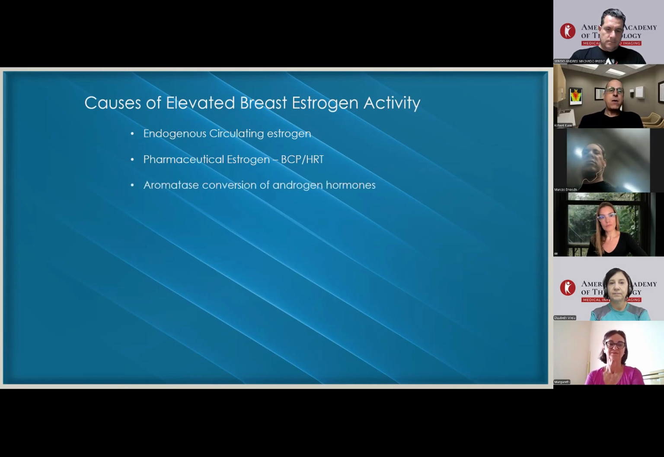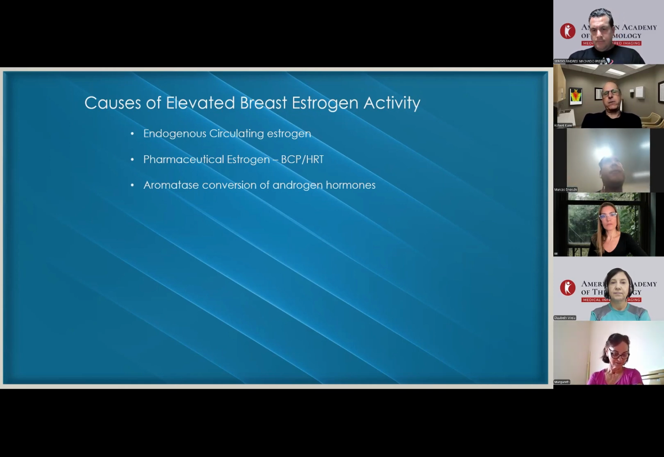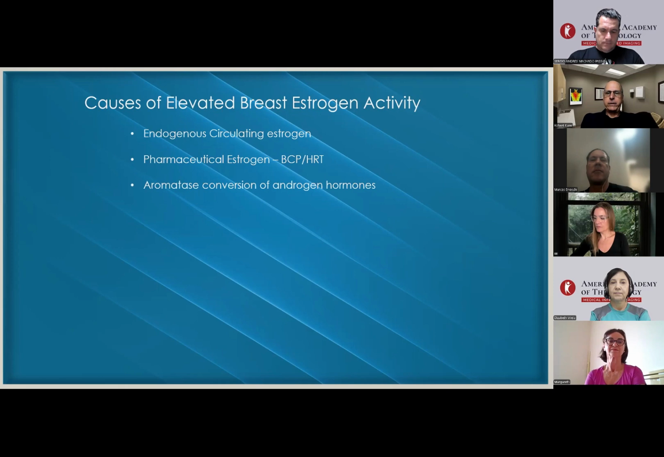Number 3 is very important, which is aromatase conversion of androgen hormones. After menopause, women do not go down to 0 in terms of estrogen activity. The production basically transfers from the ovaries to the adipose tissue. And through aromatase, we're now converting testosterone to estrogen in order to maintain the estrogen supply.